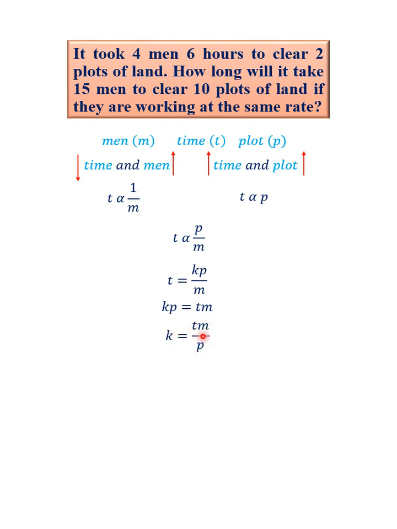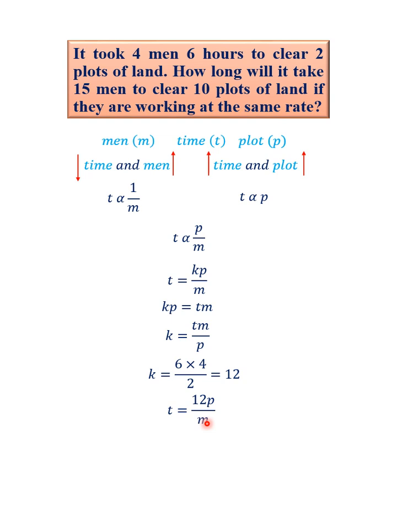If we put the values in the first line into this formula, we have that K is equal to 6 for the time, 4 for men, and 2 for plots. If you do this, 6 times 4 divided by 2 is definitely 12. So we can now establish the relationship between time, plot, and men as T equals 12P all over M.